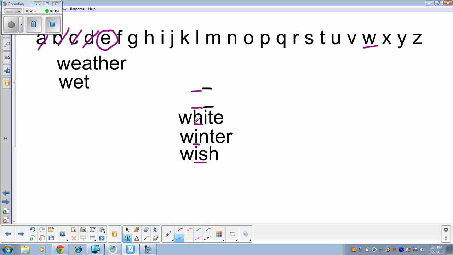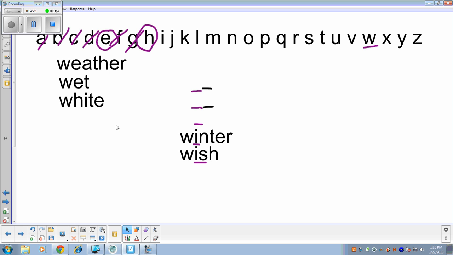And I'm still looking at the second letter. It looks like I'm going to have a little trouble again. I don't have a G or an F, but I do have an H. And there's only one H. So I'm going to pull that. That's going to be my third word.